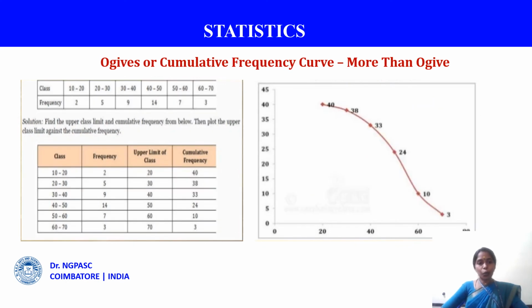Similarly, for the more than ogive, what will we do? We will consider the upper class limit and find the cumulative frequency from below, that is, in the opposite direction. You will be considering the upper limit. You plot the cumulative frequency points on the graph and join the points by a curve. So it gives you the more than ogive curve.